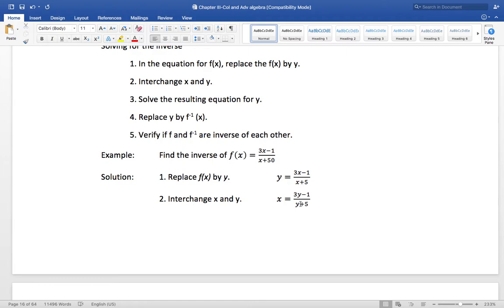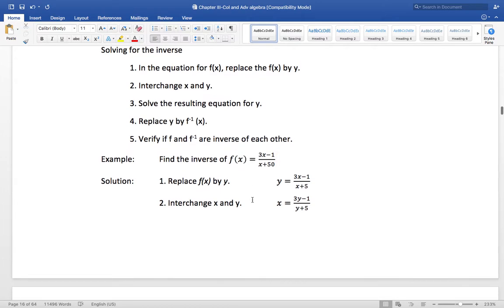So let's take the given example. f of x is equal to 3x minus 1 all over x plus 5. So it says here we change f of x to y. So f of x will become y is equal to 3x minus 1 all over x plus 5.